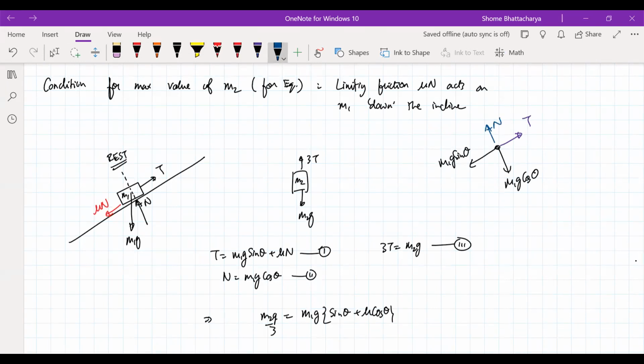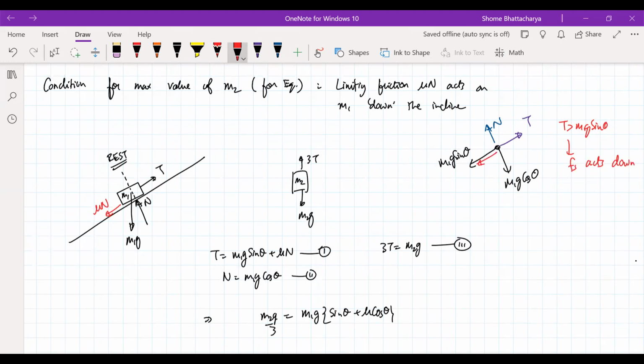But also this time you kept the mass of m2 comparatively heavier because you want to find the maximum. So tension is dominating over m1g sine theta. So friction acts down the incline. Sir, if we want an acceleration, that means the body is in motion, so why equate? There should be a greater than symbol, right?